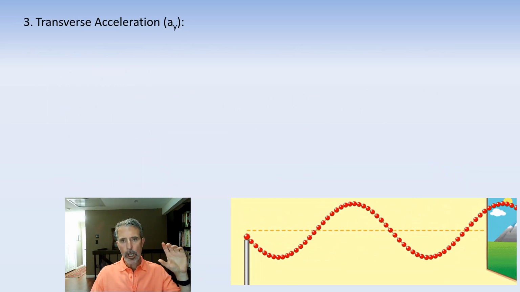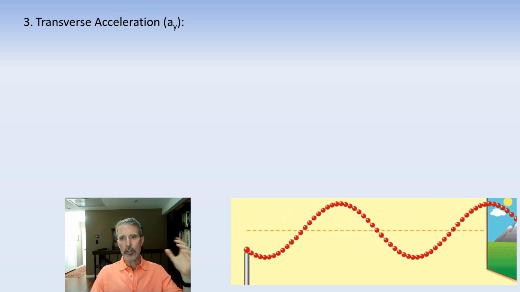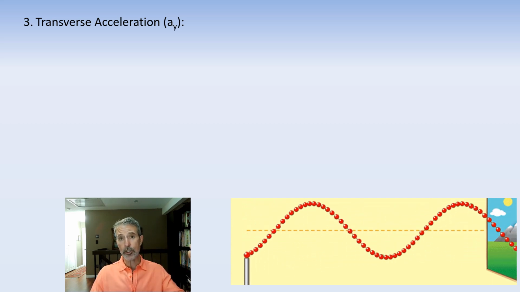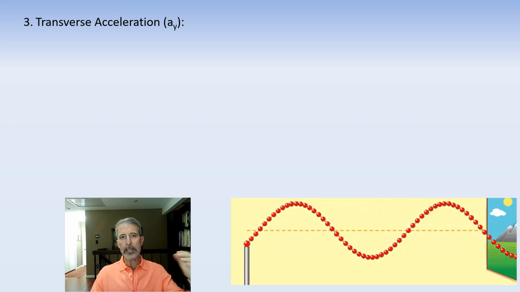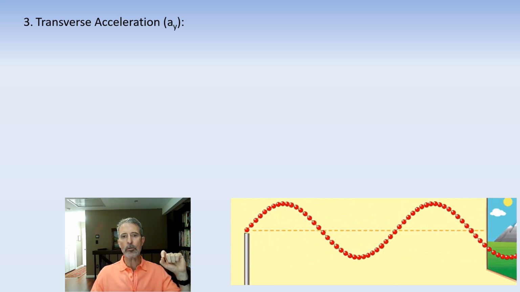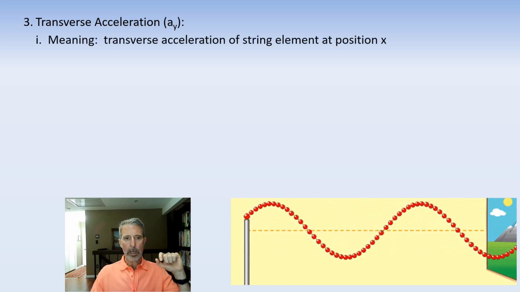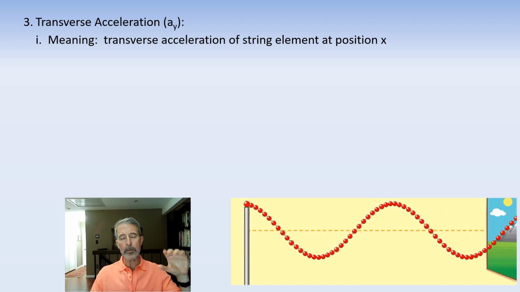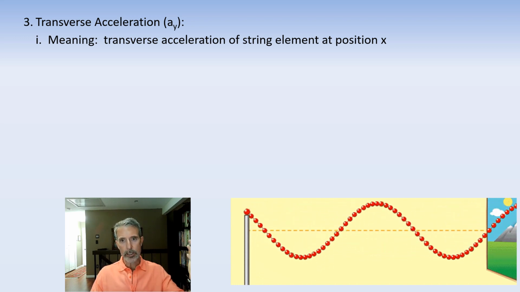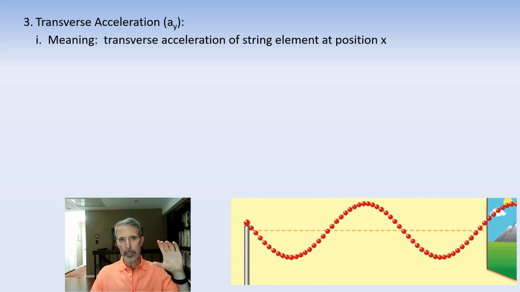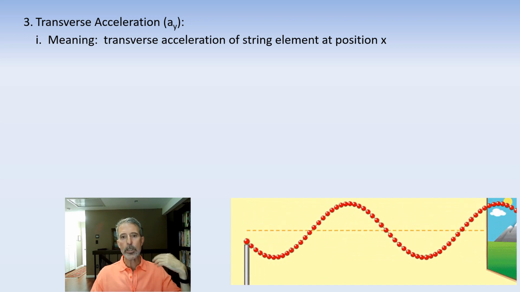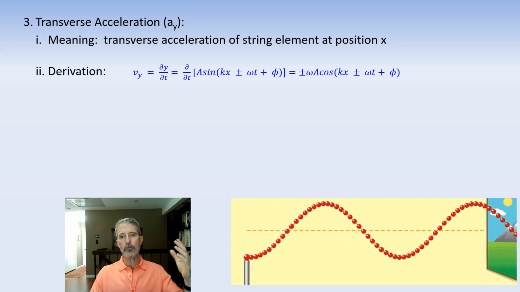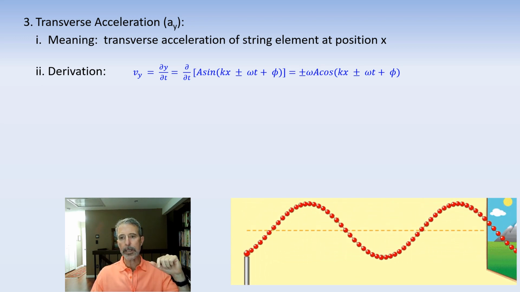In the previous slide, we derived an expression for the transverse speed of a given particle at position x in the medium as a wave passes through the medium. We can similarly find the transverse acceleration of a given particle at position x in the medium by simply differentiating once more, that is, taking the partial derivative of our expression for the transverse particle speed.